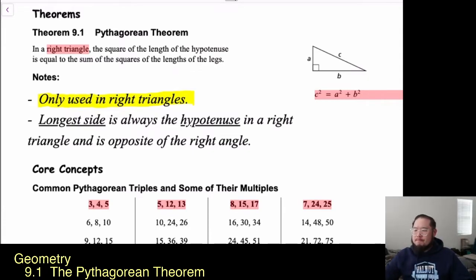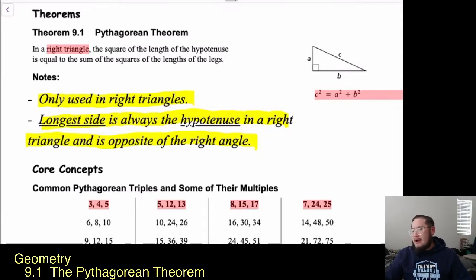Another thing to know is that the longest side is always the hypotenuse in a right triangle, and it is opposite of the right angle. So remember, in a right triangle, the longest side is always opposite of the 90 degrees, and it is always going to be the longest side.